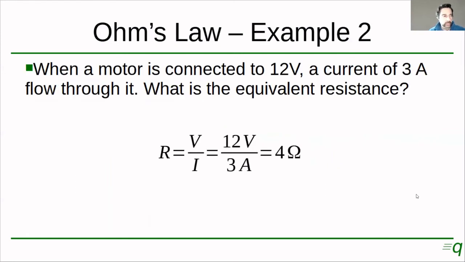Another question. We have a motor connected to 12 volts, and when we connect that, we measure the current as being 3 amps through the motor. So what would be the equivalent resistance? We solve for R, which is voltage over current. Voltage is 12 volts, current is 3 amps, and the equivalent resistance of that motor is 4 ohms. Okay?